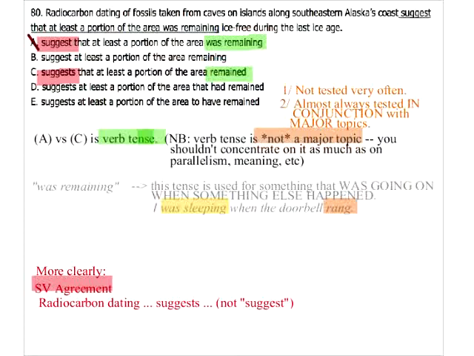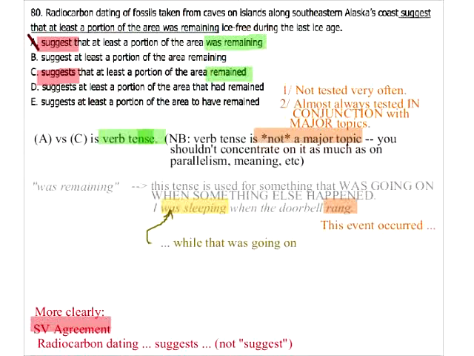So that's how you would use this tense, and that's not happening here. Like, it's not while this area was remaining ice-free, something else happened. So instead, you're just talking about an isolated fact in the past. When you talk about isolated facts in the past, they're not being related to other things, then you just use the regular past tense.